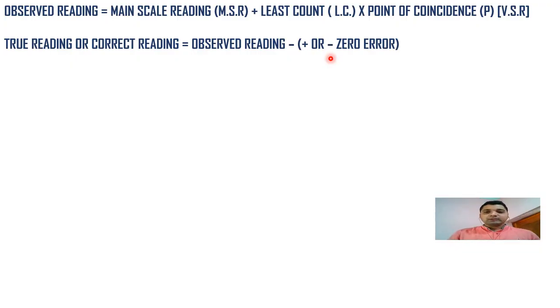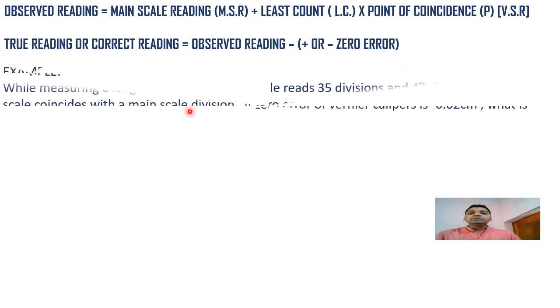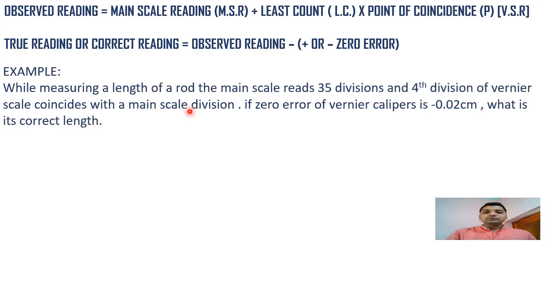If it is having the zero error, then with the sign positive or negative, we'll subtract that zero error from the observed reading. It will come to a number. To know how to use this formula, how to use this concept in a numerical problem.